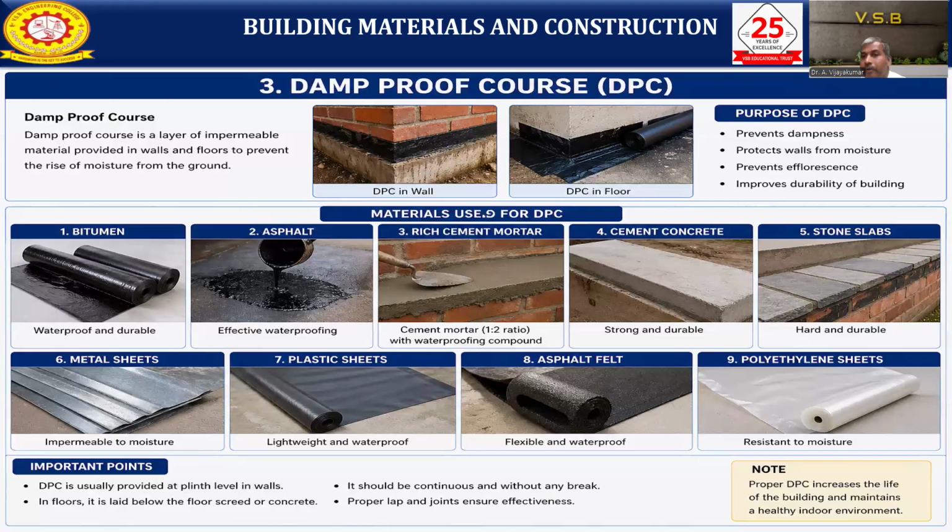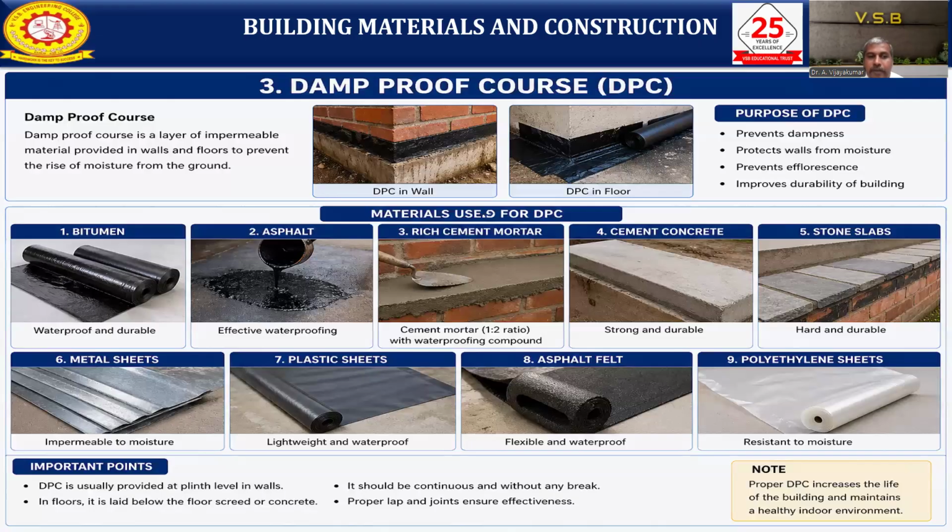If we do not provide proper damp-proofing, what will happen? All the walls will get more moisture, and then efflorescence will also occur. So a damp-proof course prevents efflorescence and improves the durability of buildings. So what materials can we use for damp-proof courses?